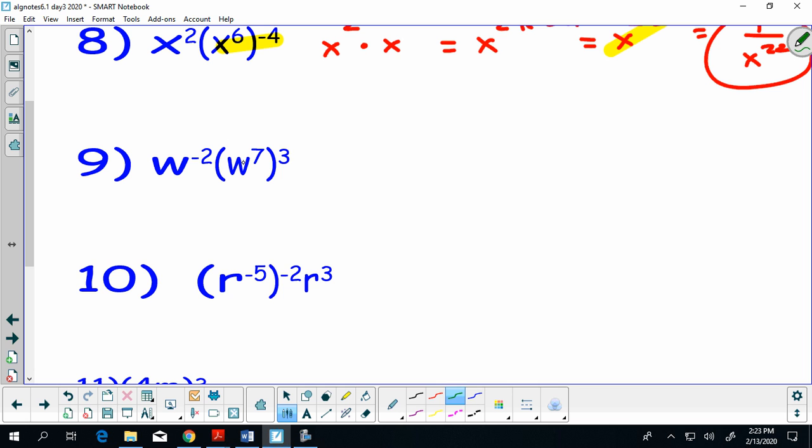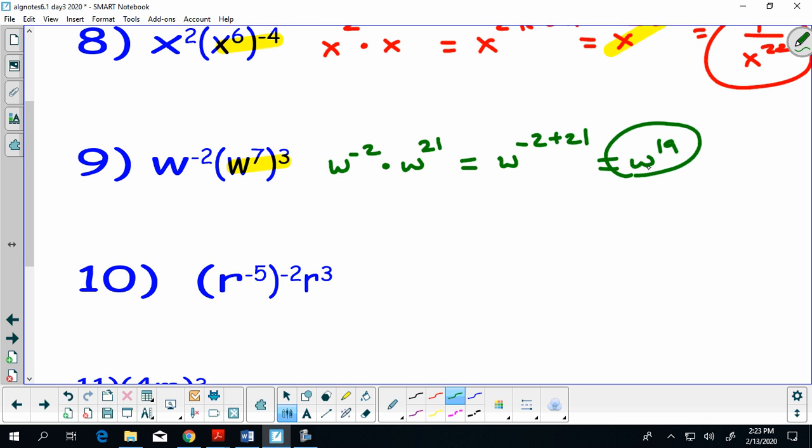Okay, so I'm going to do the power to a power first, this part. So y to the negative 2 gets copied because that's the multiply part of the problem. This is power to a power. That's w to the 21st. And then I would add those together because now it's a multiply problem. So my answer ends up being w to the 19. It does not go to the bottom like the previous one did because it has a positive exponent.